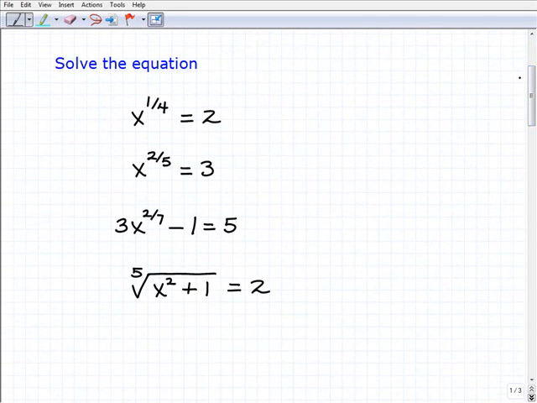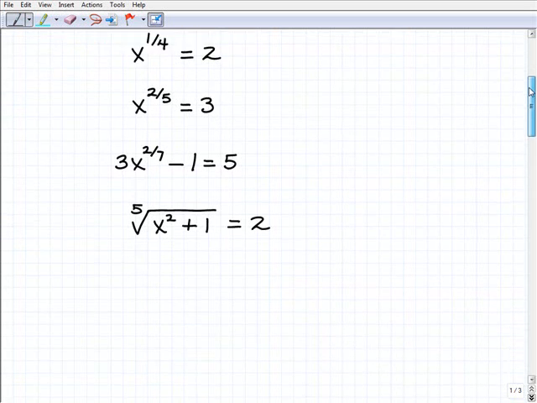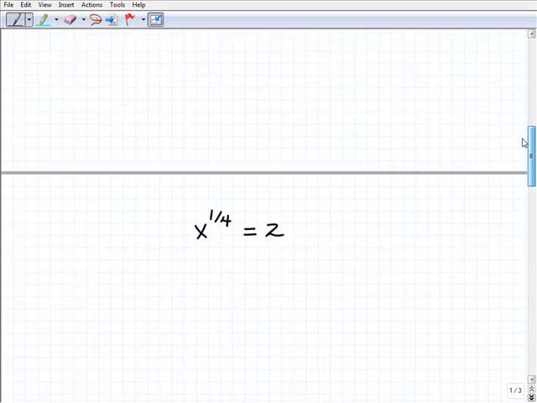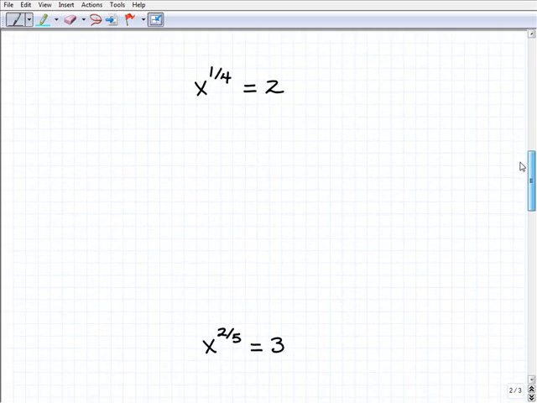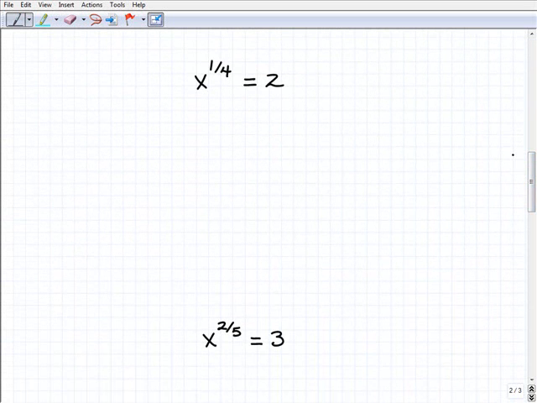So hopefully you had a chance to watch the lesson. And if you haven't done these problems yet, I would say now would be a good time to pause the video and break your calculator out and see if you can do these problems. But with that said, let's go ahead and use our knowledge of rational exponents to solve these particular equations.